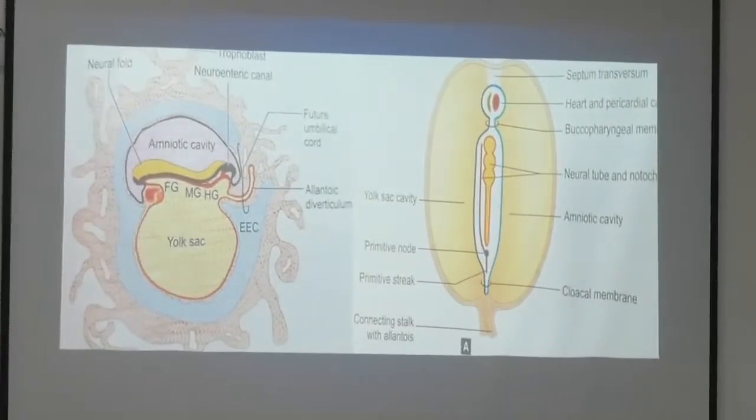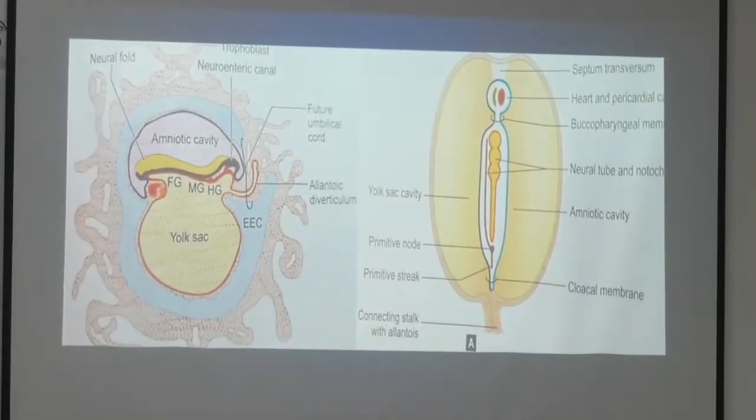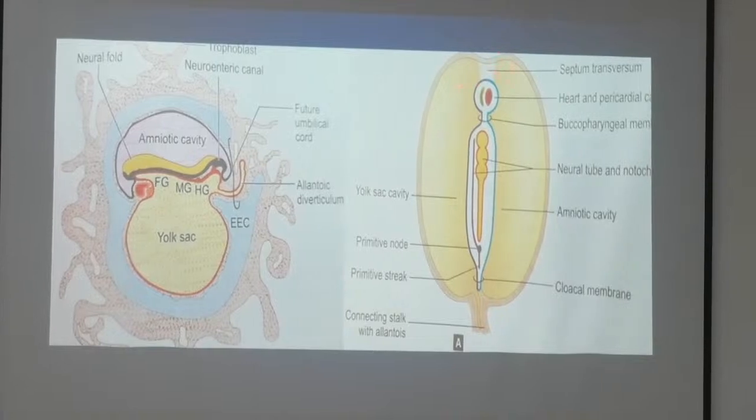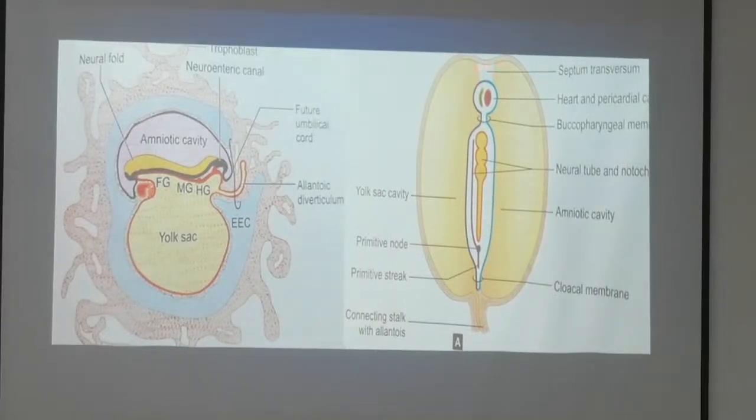Now we have a sequence of the thing. If you are looking from the top, we have this particular tissue, which is the cranial most part of this embryo. This is the cranial most part, this is the caudal most part, and it is connected with a connecting stalk to this particular region.